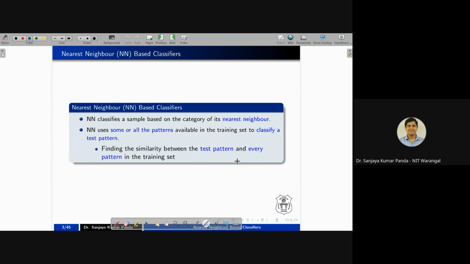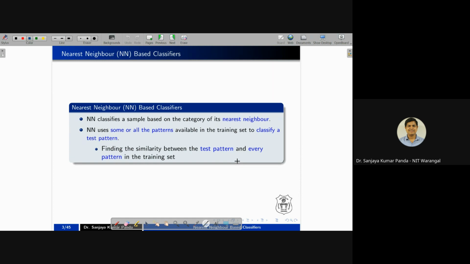So at least you have to take some patterns in the training set in order to classify the new pattern, or the test pattern. You have to classify the test pattern into one of the class labels of our training patterns. Suppose the training patterns have X, Y, Z categories, then the test pattern belongs to either X or Y or Z. So some patterns you have to examine, and based upon that, you have to take a decision. Obviously, you need some kind of parameters to select something. Finding the similarity between the test pattern and every pattern in the training set is very difficult, so we have to select some patterns.